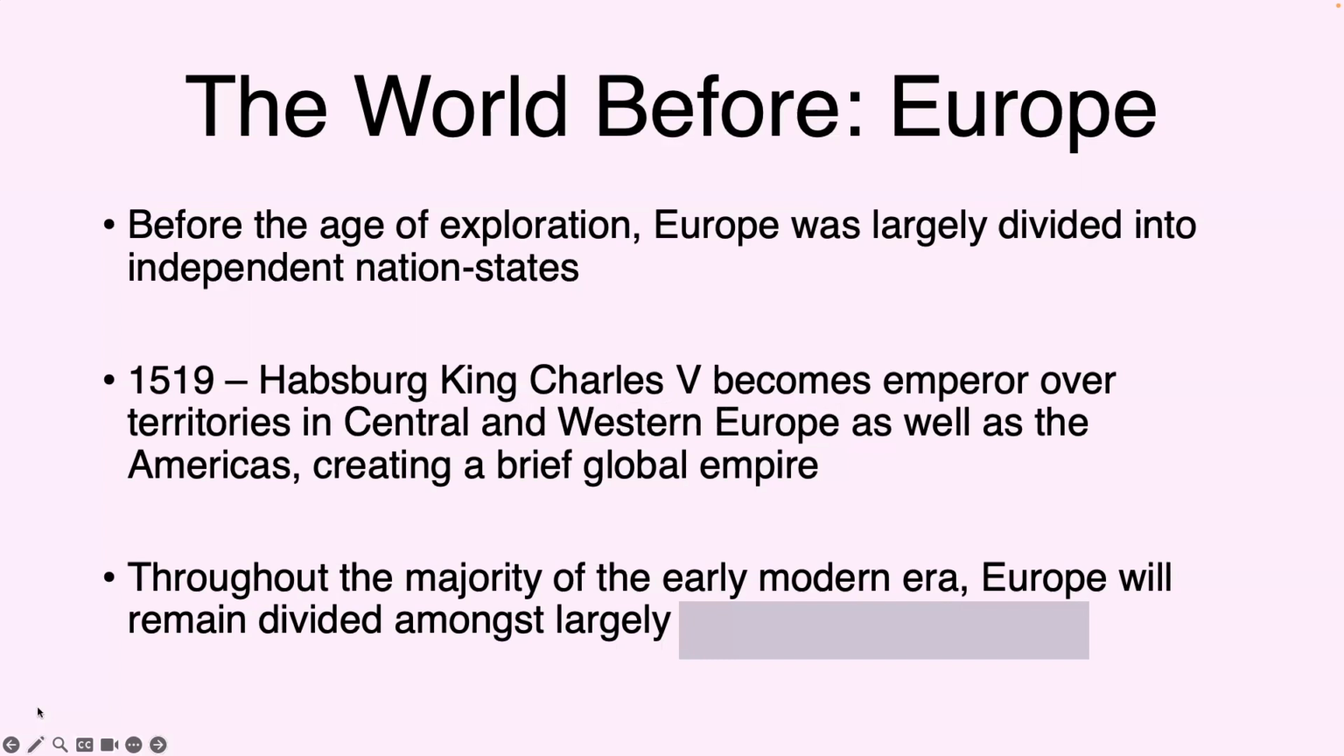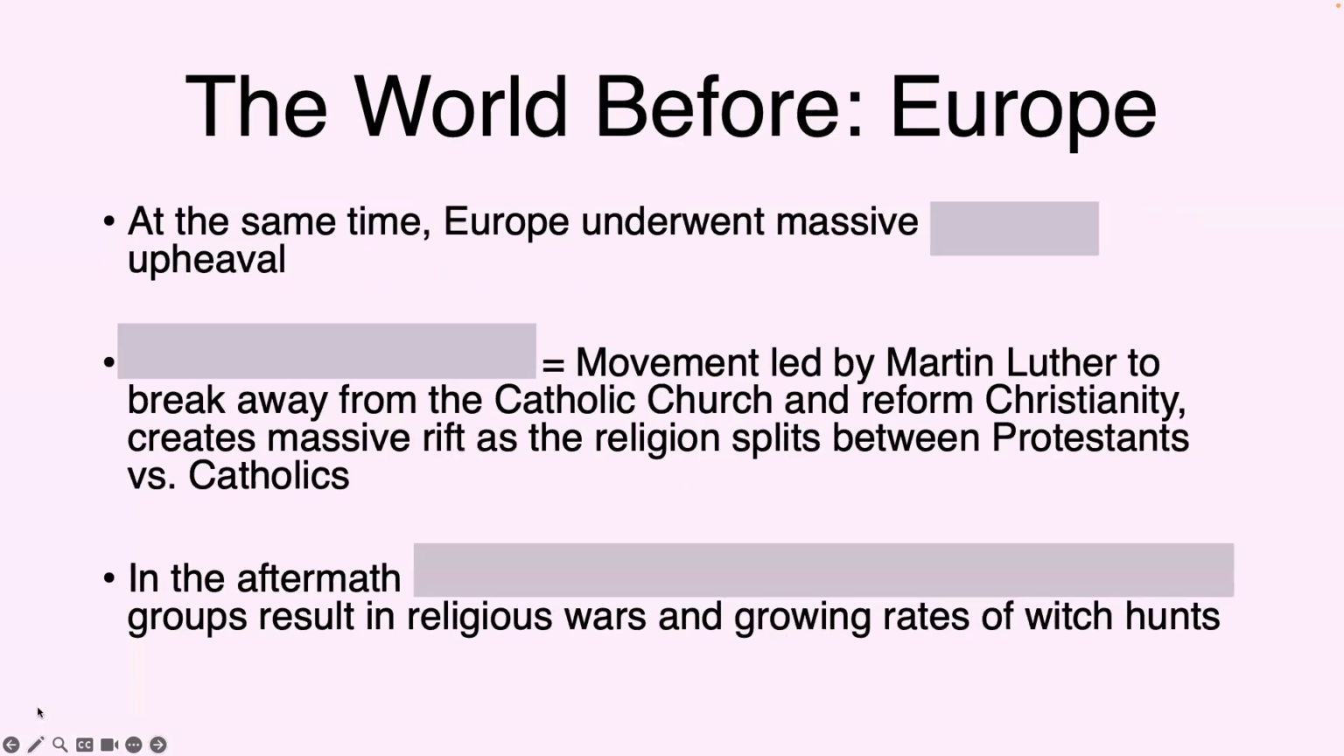However, throughout the majority of the early modern era, which we think of as the 1500s, 1600s, 1700s, Europe will largely remain divided amongst regional nation states, those smaller groups. At the same time that these smaller groupings are happening, along with the growth of some global empires, there is also massive religious upheaval happening in Europe at this time.